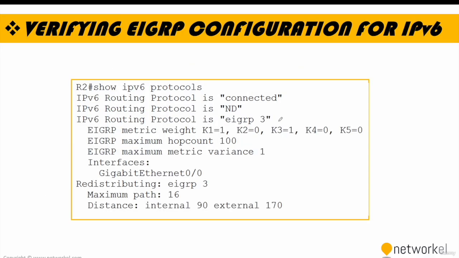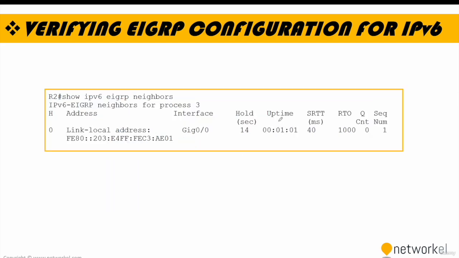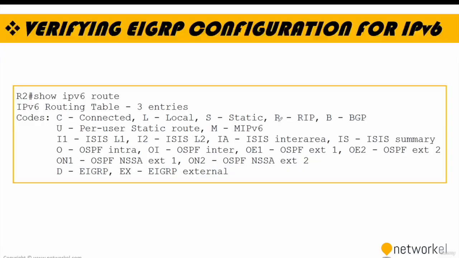The verification is again pretty much similar. That is show ipv6 protocols in this case. Show ipv6 eigrp neighbors is used to verify the neighbors, and show ipv6 route is used to verify the IPv6 route table for EIGRP.